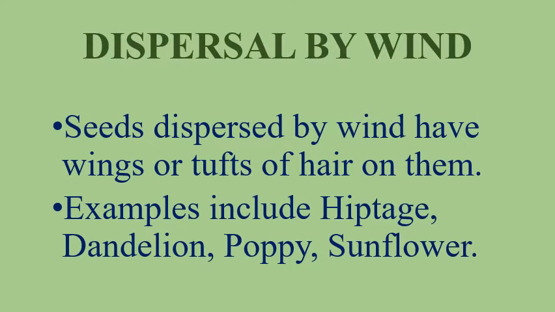In simpler terms, I can say that when a seed has to travel from one place to another by taking the help of the wind, it needs to be light in weight. Only then the wind can carry it. So the main feature that a seed that is dispersed by wind possesses is that they have wings which help them to fly, or they have tufts of hair on them.